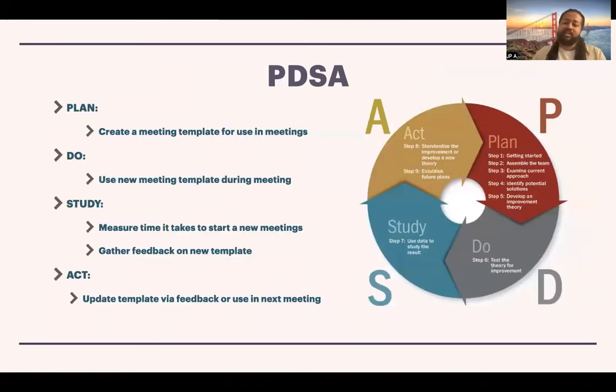Starting with the PDSA, this is very high level. For the plan, we'll be creating a meeting template for use in the meetings. The do part will be using this new meeting template during the meeting. For the study, we'll be measuring the time that it takes to start a new meeting, and gathering feedback on use of the new template, as we'll be using this template to drive the flow of information throughout the meeting as well. Then we have our act, which will be determining whether or not we want to continue using this template, or if we'll update it and see how it could be used for future meetings.